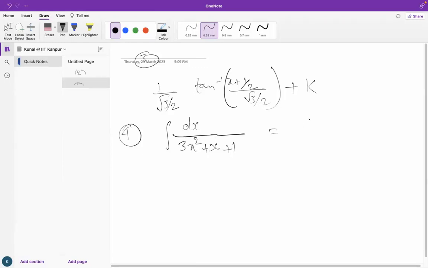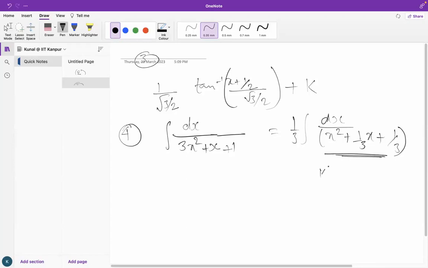So what I have to do, I have to take 3 common. So when we take 3 as common, what I get is 1 by 3, and here will be x square plus 1 by 3x, and then plus, when we take 3 common, it will be 1 by 3. And now try to make this quadratic function into a perfect square form. There will be some perfect square form and some constant, or either y square minus a square, anything you can create. So now let's move on to create this.